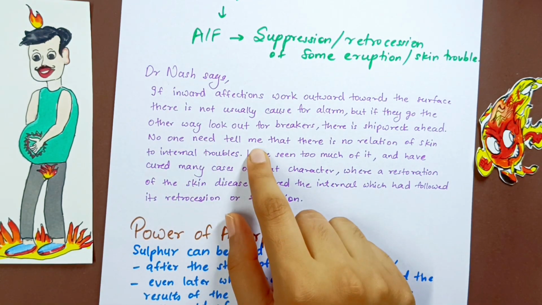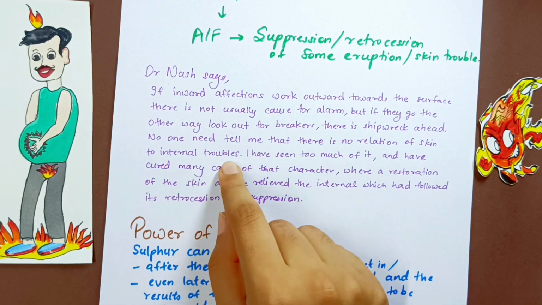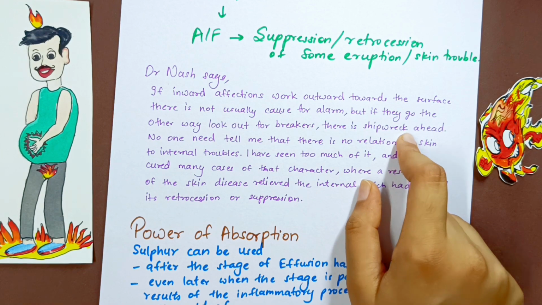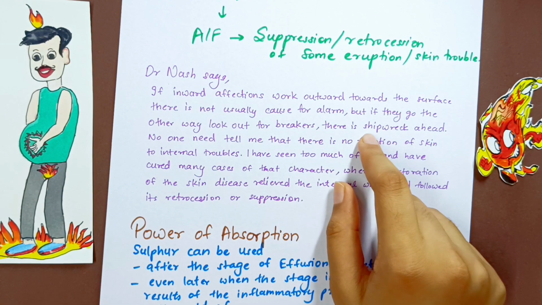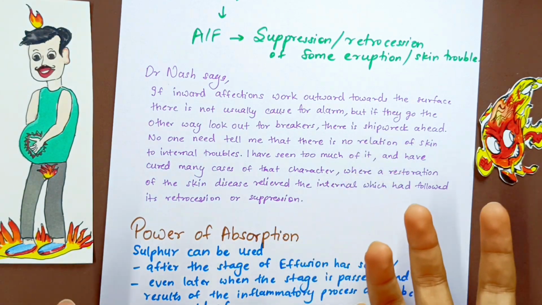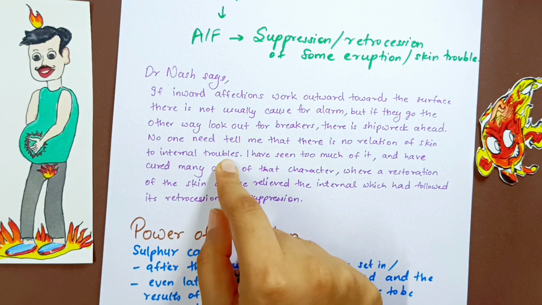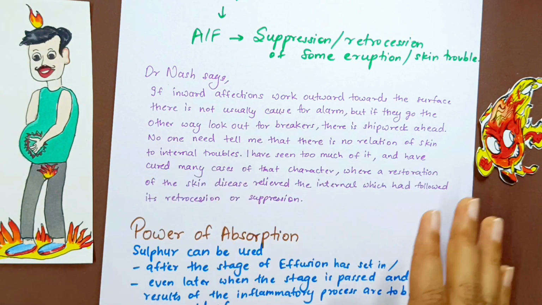No one need tell me that there is no relation of skin to internal troubles. Now everybody will say that this doesn't happen, how can a skin eruption be related with the asthma that you have or with the peptic ulcer that you have. But that is what he is saying. Don't tell me that there is no relation of that kind.